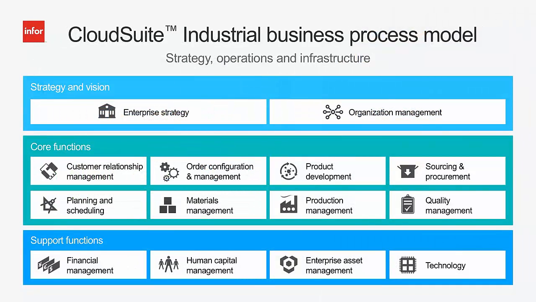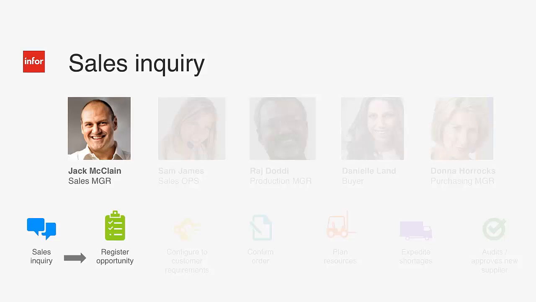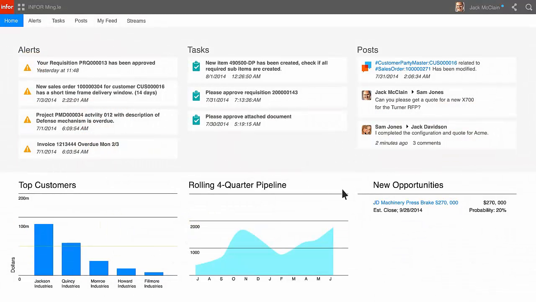Only Infor Cloud Suite Industrial offers an end-to-end solution with both the functionality and business processes tailored to meet the complex demands of make-to-order and engineer-to-order manufacturers. Let's take a look at a manufacturing company managing the customer and order configuration management process. Jack, our sales manager, receives a request from a customer and registers the opportunity with sales operations and starts the process. Jack logs in first thing in the morning and sees a new opportunity from his customer, JD Machinery, for a press brake.